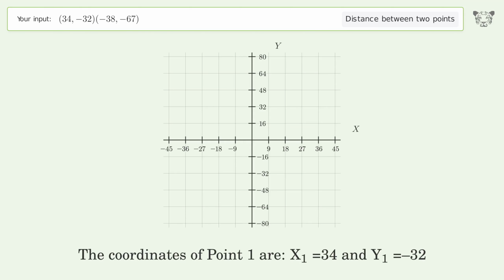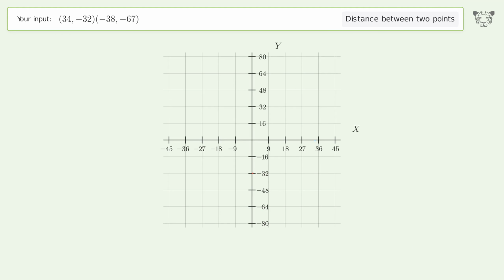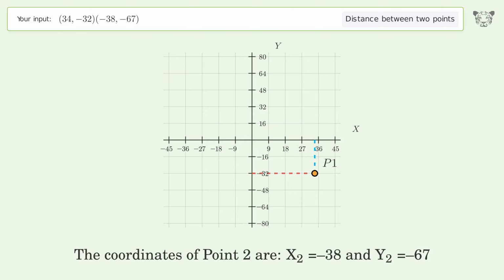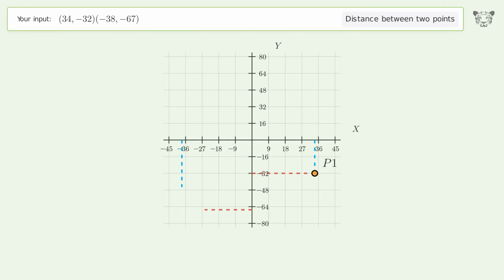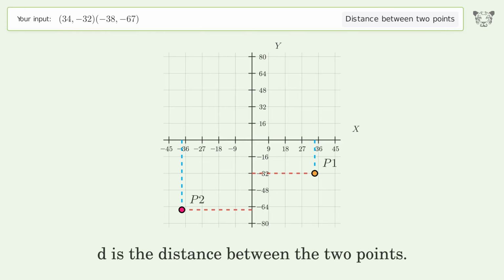The coordinates of point 1 are x1 equals 34 and y1 equals negative 32. The coordinates of point 2 are x2 equals negative 38 and y2 equals negative 67. D is the distance between the 2 points.